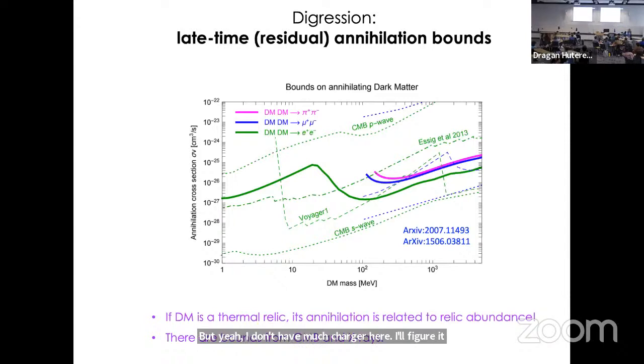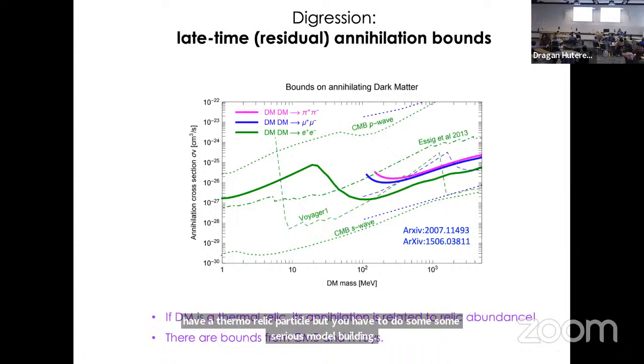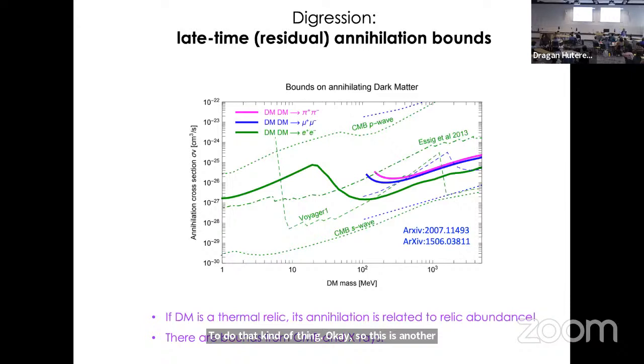So we look for annihilations in galaxies. And there are ways, I will close with this, to avoid these bounds from annihilations, or rather from a bound on annihilation that we don't see in the centers of galaxies, and still have a thermal relic particle, but you have to do some serious model building to do that kind of thing. So this is another handle towards the same physics that we play with when we talk about a thermal relic as well. Okay, I'll stop there and I'll see you guys in 10 minutes.